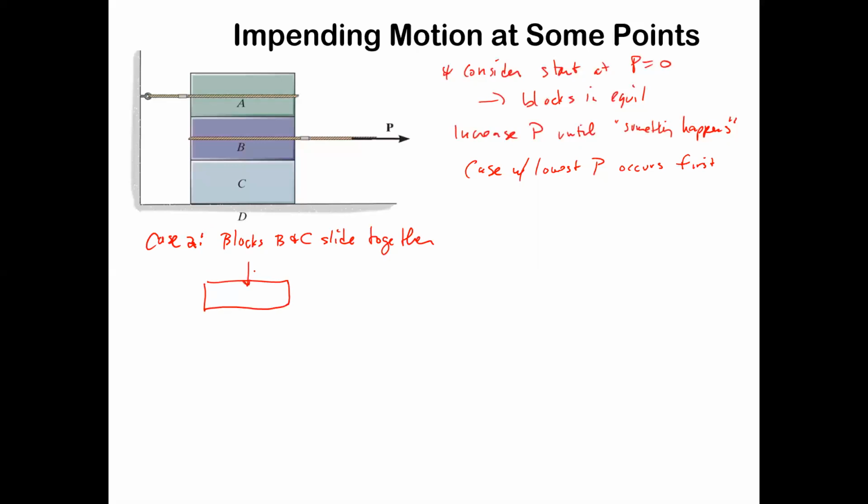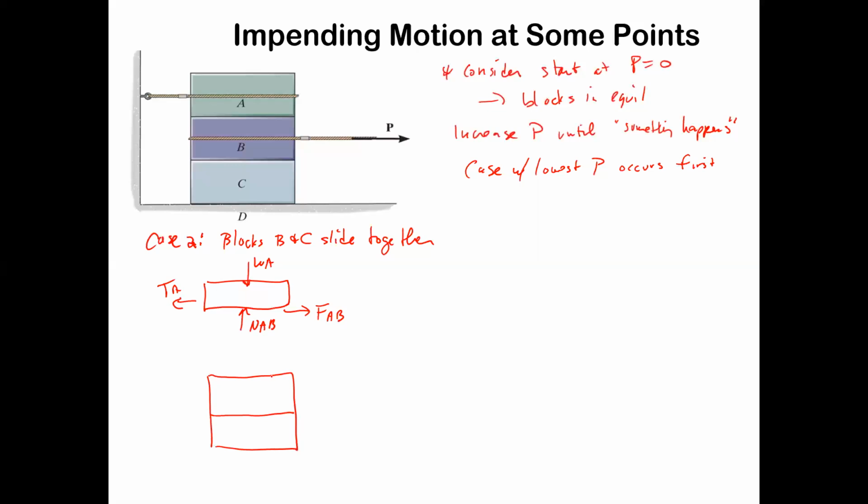So now we're going to have the same old A block with its TA and its NAB, and its FAB, going the other way. Same as before, that block is the same. And then we're going to consider this whole thing as one unit.